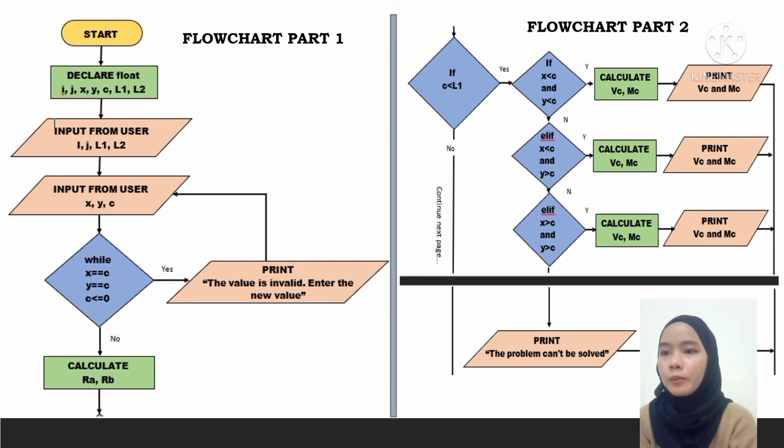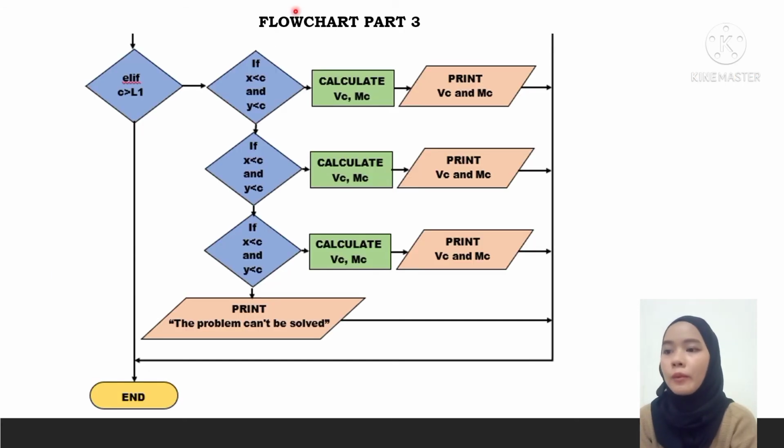So for part 3, C is more than L1. Then we will look at the condition X less than C and Y less than C. If the operator is correct, the program will calculate VC and MC, then print the values of VC and MC. And if all three operators are incorrect, the program will print the problem cannot be solved and ends.